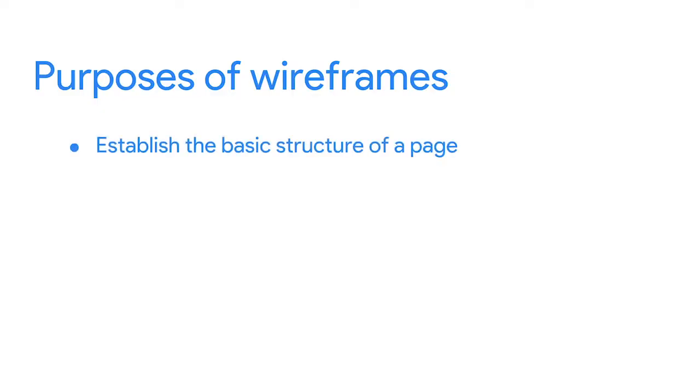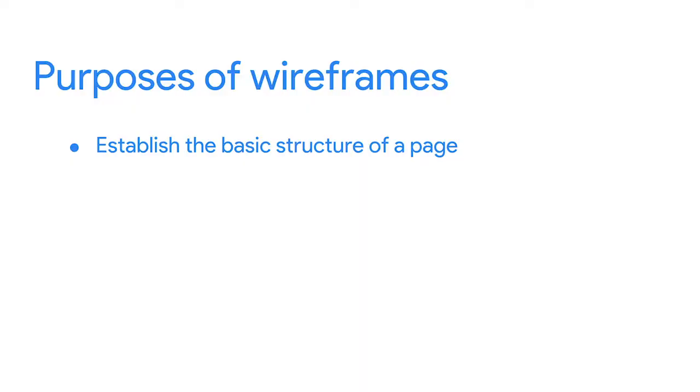Wireframes establish the basic structure of a page before visual considerations like color or images are added. Wireframes serve as an outline to get the team on the same page early in the project. Try using this as your guiding question when creating wireframes. How do I organize information on the page in a way that makes sense for users?